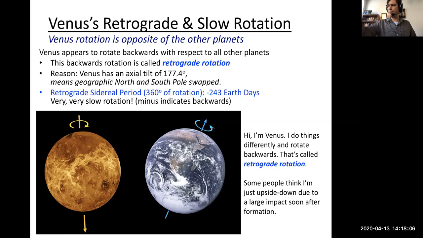So what could have made it have this weird, slow, upside down rotation? Same idea as how the Earth got its moon. During the late heavy bombardment, Proto-Venus got whacked by something very, very large in such a way that it flipped the planet upside down and knocked it over on its rotation axis.